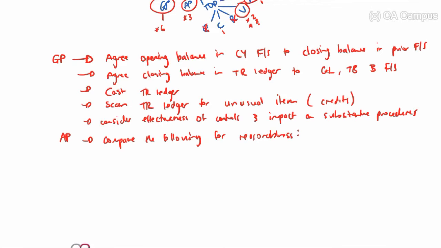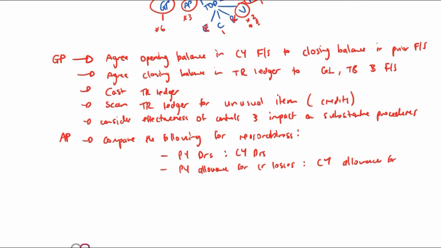So I'm explaining why I'm doing this comparison. Prior year debtors to the current year debtors. I can say compare the prior year allowance for credit losses to the current year allowance. I can compare credit sales as a percentage of debtors in the current year to the prior year to see if it makes sense. So I put down 3 or so analytical procedures.